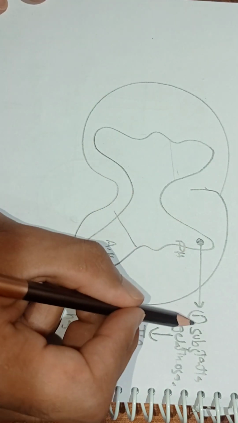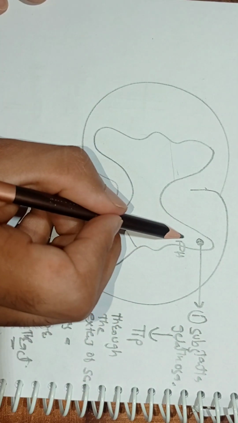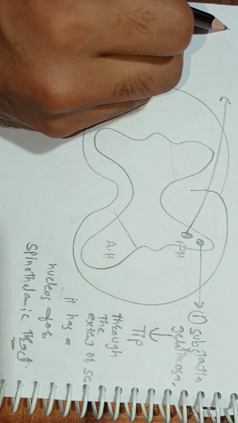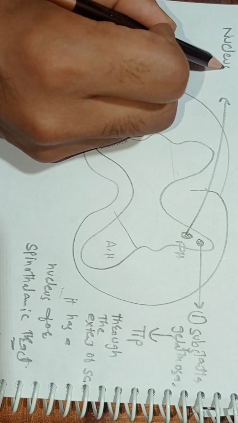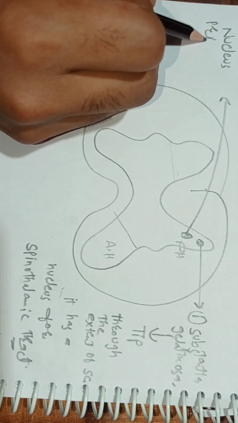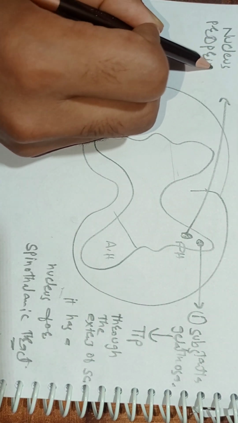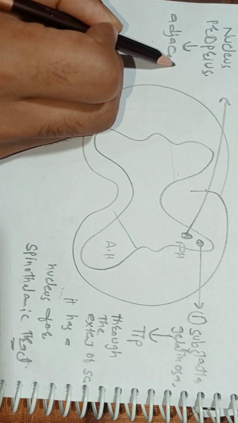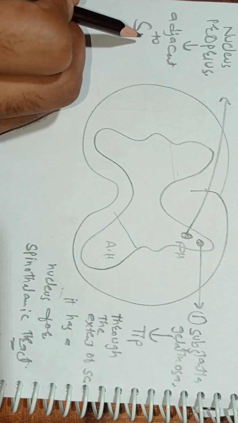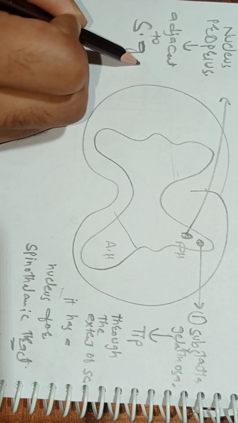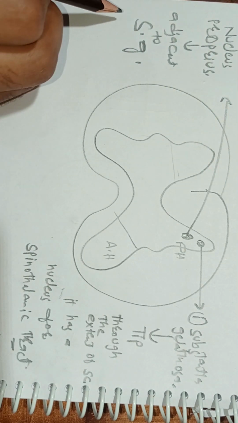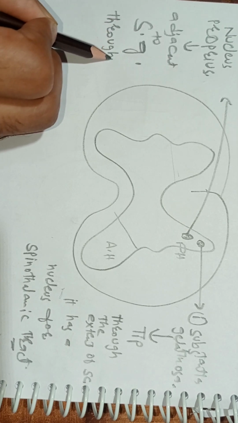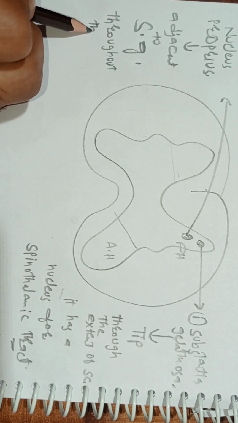The second nucleus is adjacent to substantia gelatinosa. It's right here. It's called the nucleus proprius. It is adjacent to substantia gelatinosa. It is also present throughout the extent of the spinal cord.